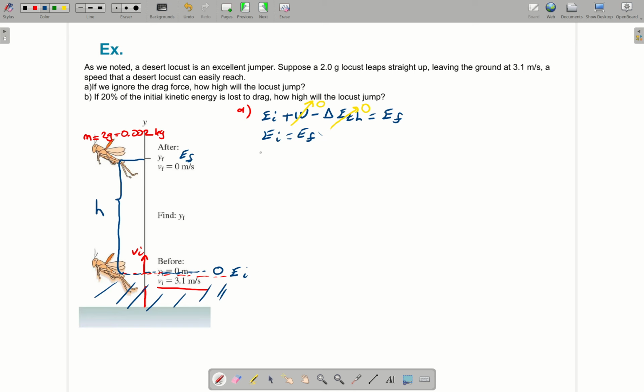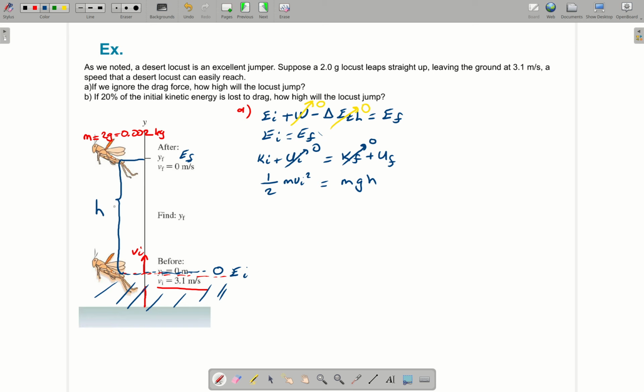Initially, the guy only has kinetic energy, no potential energy, but I'll put it here. This guy will be 0. Finally, the guy will have 0 kinetic energy and some potential energy. Call this just potential. I know it's gravitational potential, so I'm dropping this UG. Final kinetic is 0. So initial kinetic energy will be equal to final potential energy. That's the idea here. We'll say 1 over 2 m v initial squared is equal to mgh.